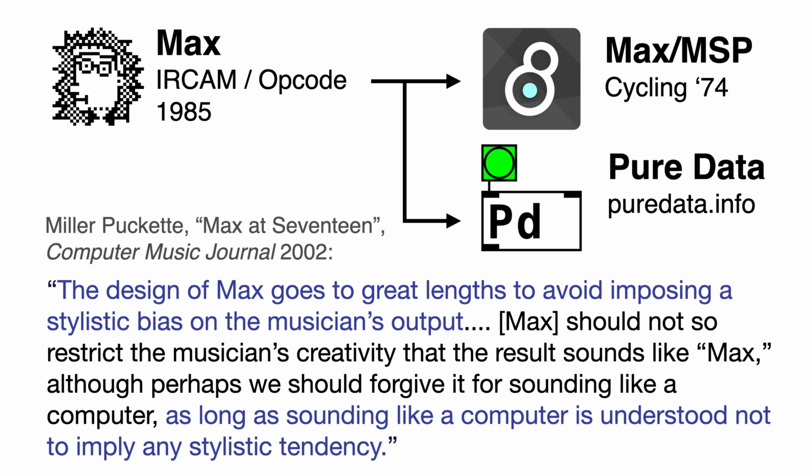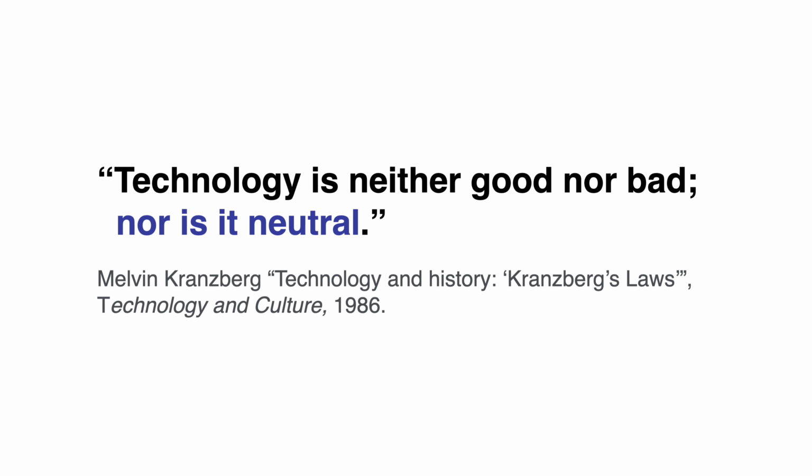Miller wrote in a 2002 article that Max goes to great lengths to avoid imposing a stylistic bias on the musician's output. I want to propose that, in fact, Max and PD carry very strong biases which shape the instruments that we create with them, even, or perhaps especially, when we're not aware of those biases. We might sum up this situation by quoting Kranzberg, "Technology is neither good nor bad, nor is it neutral."